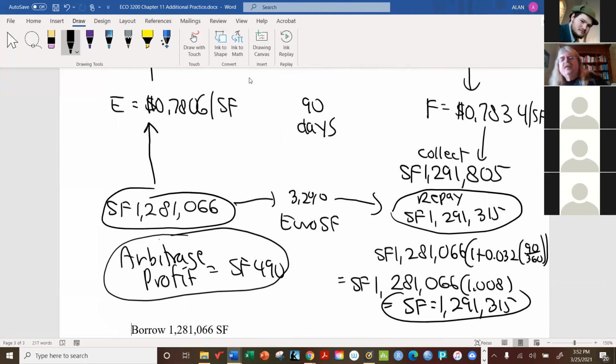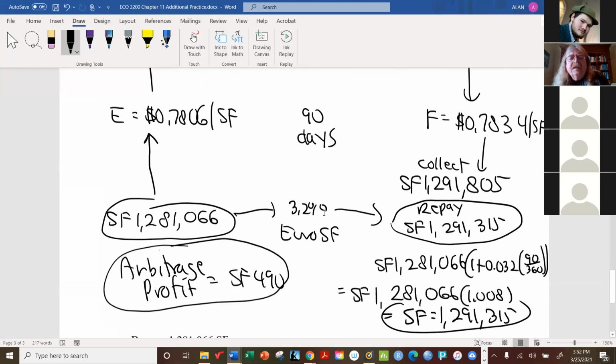Either way, you'll make a profit if you do it correctly. In one case, your profit is in dollars. In the second case, you would make your profits in Swiss francs. Either way, it's still a risk-free profit. It doesn't really matter which currency your profits come in, you're still making money. So that's how this one worked.